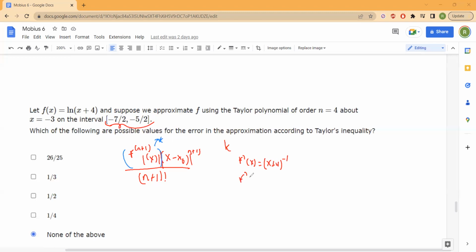Then f double prime of x is equal to -(x + 4) to the power of -2. Then f triple prime of x is equal to 2 times (x + 4) to the power of -3. Then the fourth derivative is equal to -6 times (x + 4) to the power of -4. And over here I meant to say -3. And so on and so forth.